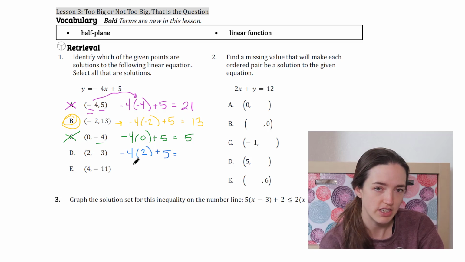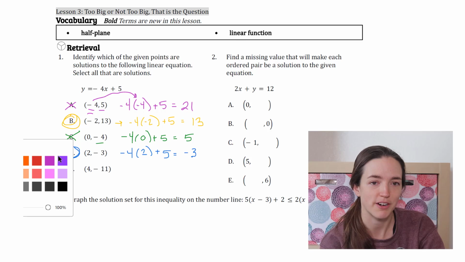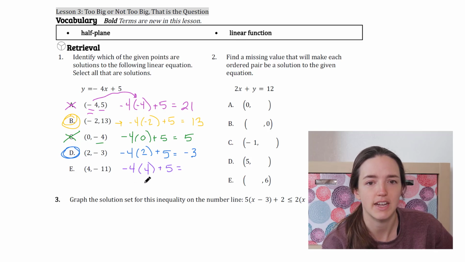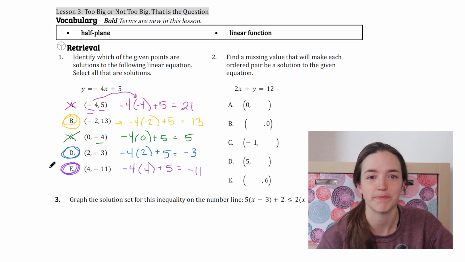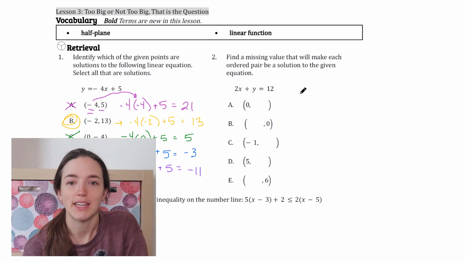Okay, -4 times 2 plus 5. That'd be like -8 plus 5. That's -3. Oh yeah, great. That's a solution. We'll see if they keep the pattern going, if this one isn't a solution. -4 times 4 plus 5. -16 plus 5, -11. Oh, twist. That's a solution.